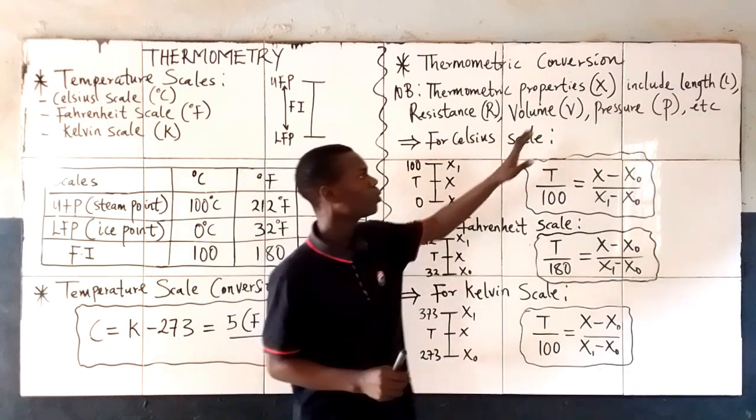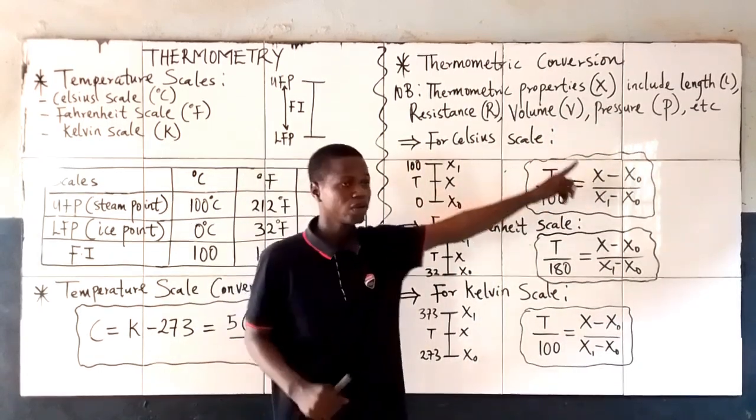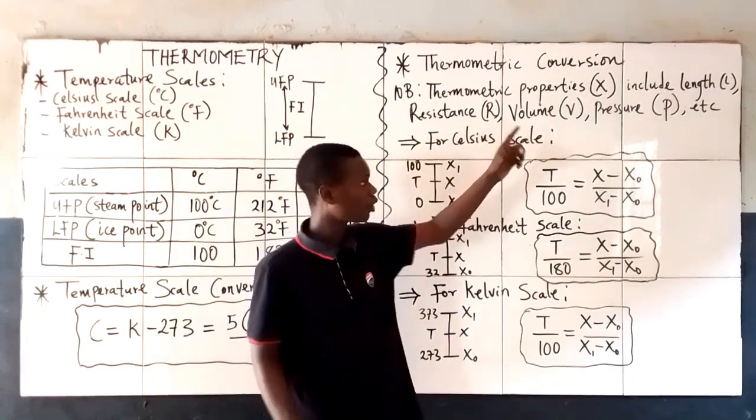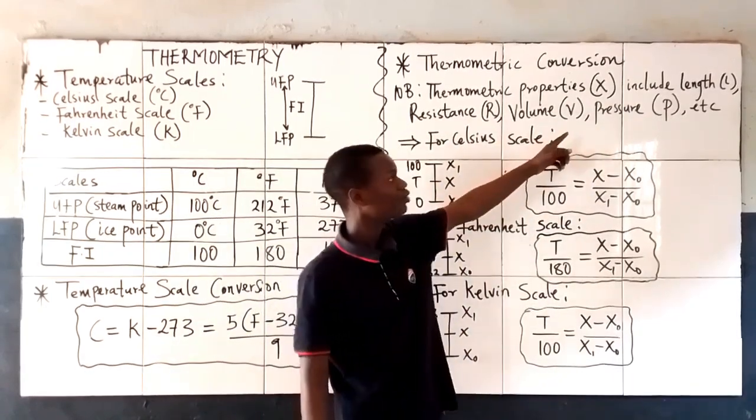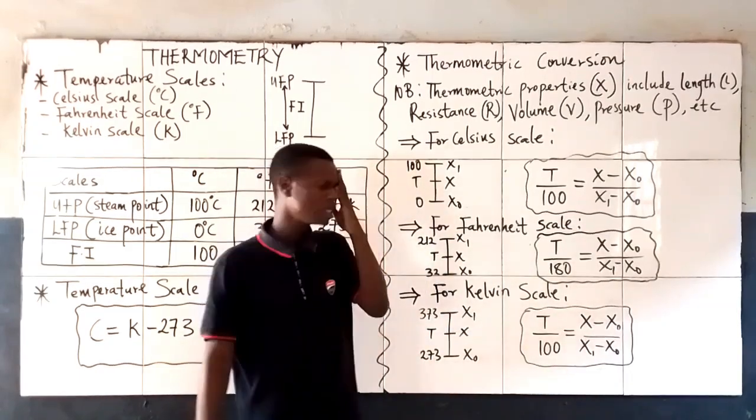So examples of these thermometric properties: we have length, symbolized by small l. We have resistance, big R. You have volume, big V. You have pressure, big P, etc. The list continues. Okay? Now we know this.